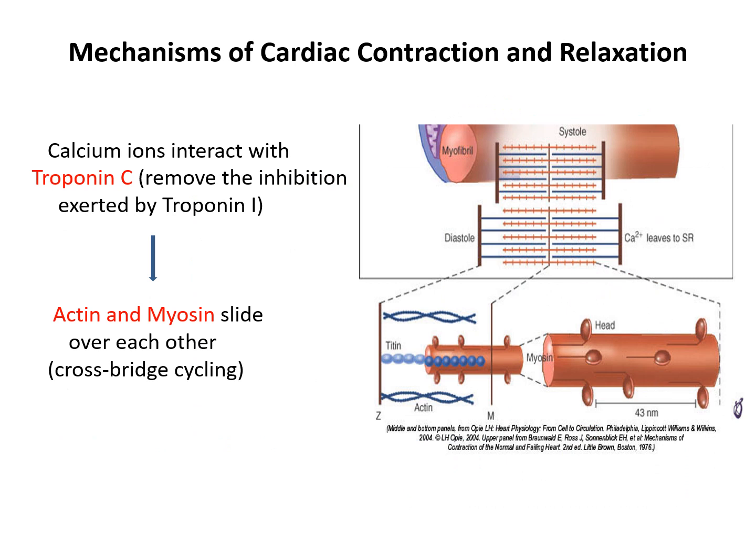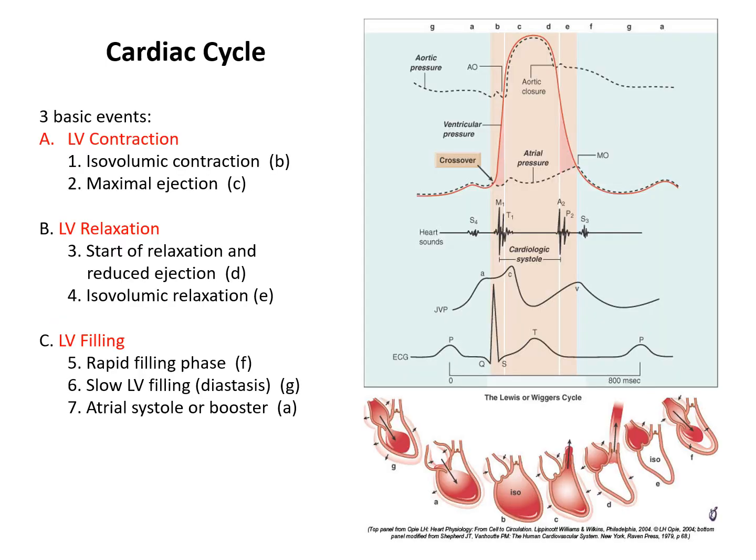This further allows the calcium to interact with troponin C, which now removes the inhibition that is exerted by troponin I, allowing the cross-bridge cycling to occur, which is how the actin and the myosin slide over each other. And from that ultrastructure, we review the cardiac cycle.